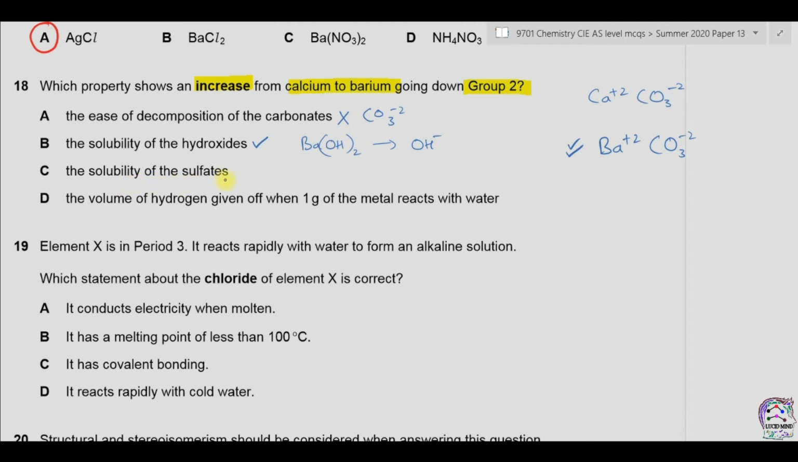C says the solubility of the sulfates. The solubility of sulfates decreases going down group 2, and we can see that barium sulfate is far more insoluble as compared to calcium sulfate. D. The volume of hydrogen given off when 1 gram of the metal reacts with water. If we take 1 gram of the metal going down group 2, the atomic number and the atomic mass increase. So the number of moles becomes less and less as we move down group 2, because moles is equal to mass in grams divided by atomic mass. As the number of moles decreases, the volume of hydrogen given off will also decrease. So this is also incorrect. Correct option is B.